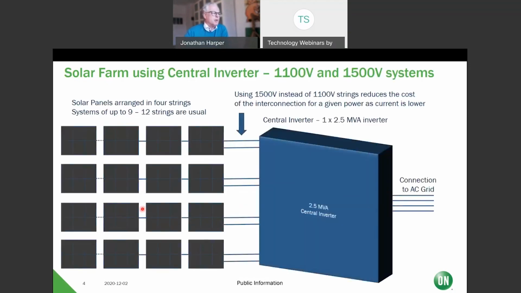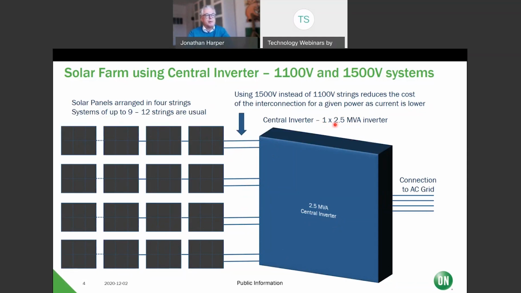So first step is to talk about what does a solar farm look like. A solar farm is a solar power station, and the solar panels are arranged, it's drawn in 4 strings to keep it simple. In reality, you're going to have 9 to 12 strings usually in a farm. Depending on how big your farm is, how big your area is, you have more or less solar panels. And then you connect the solar panels, in this case 4 different strings, to a central inverter. This is how it's connected to a central inverter.